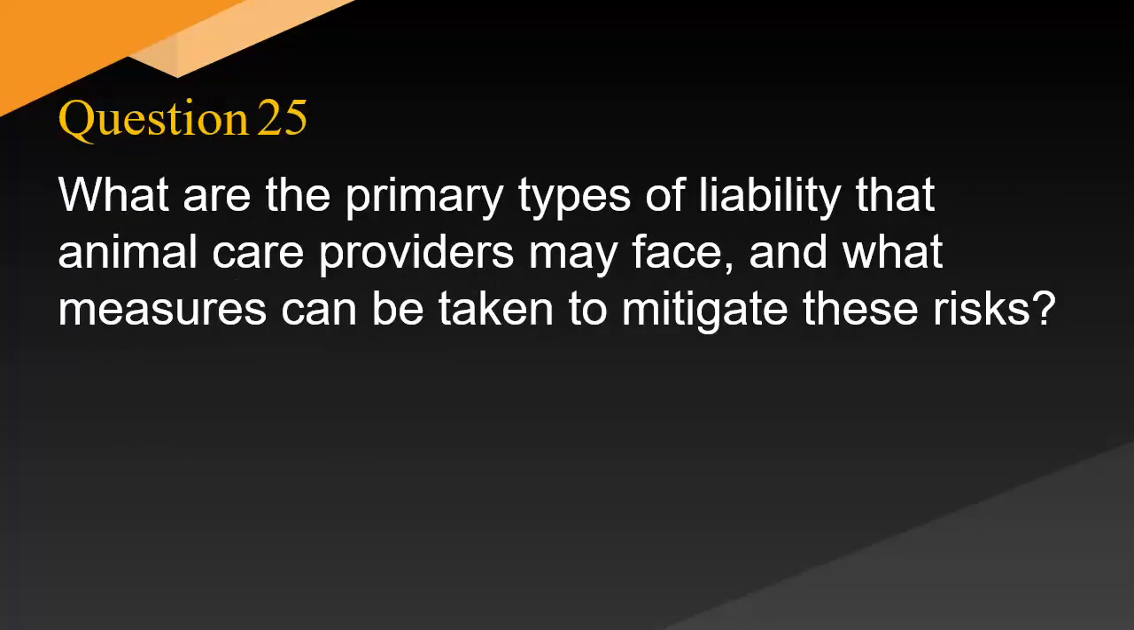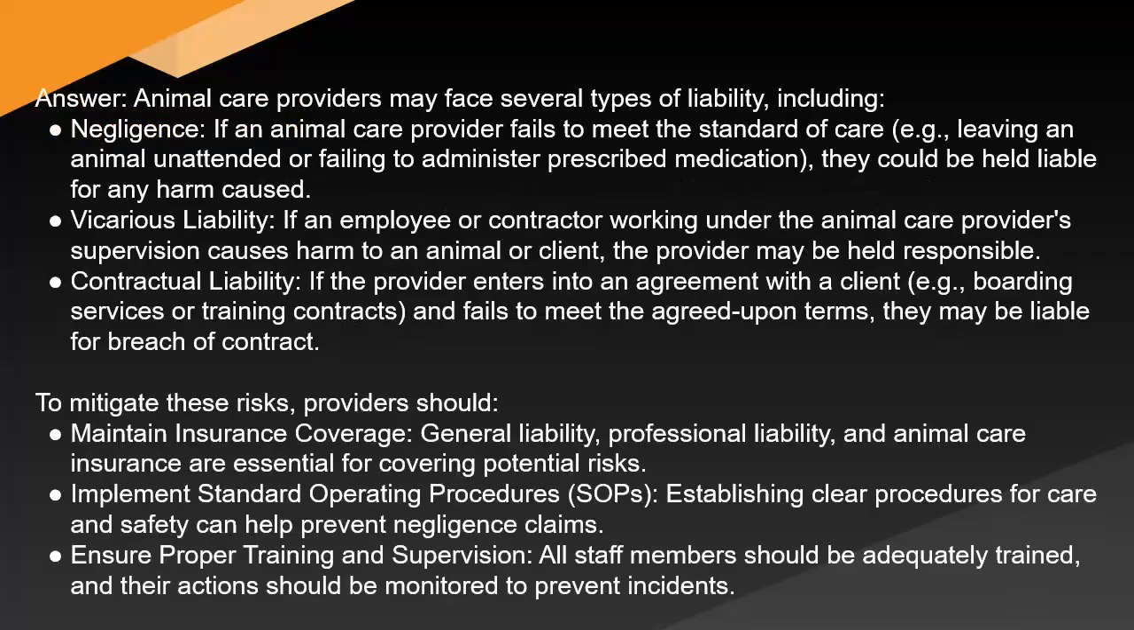What are the primary types of liability that animal care providers may face, and what measures can be taken to mitigate these risks? Answer: Animal care providers may face several types of liability, including negligence. If an animal care provider fails to meet the standard of care, e.g., leaving an animal unattended or failing to administer prescribed medication, they could be held liable for any harm caused. Vicarious liability: if an employee or contractor working under the animal care provider's supervision causes harm to an animal or client, the provider may be held responsible. Contractual liability: if the provider enters into an agreement with their client, e.g., boarding services or training contracts, and fails to meet the agreed upon terms, they may be liable for breach of contract.